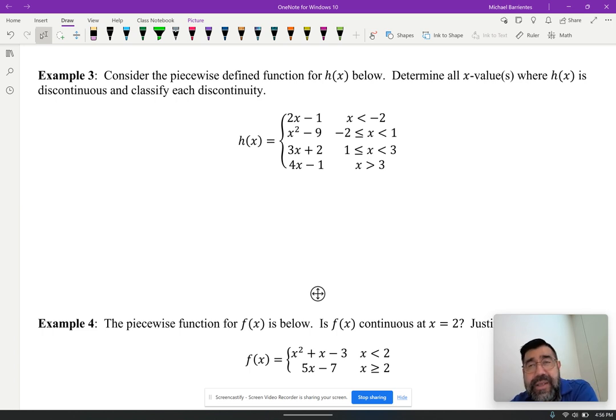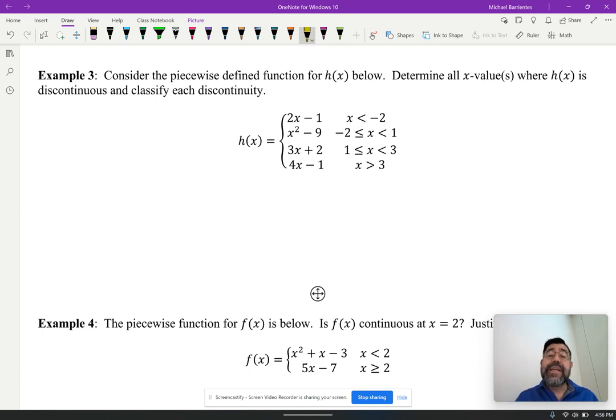Before we even begin, I want you to consider the four pieces that we're given. We're given a linear part, a straight line. We're given a quadratic, another linear, and another linear. So each of these pieces by themselves never has discontinuous behavior, right? A line will go on forever. 2x minus 1 goes on forever. It's connected. 3x plus 2 is connected. All the linear functions are connected, and the quadratic one is as well.